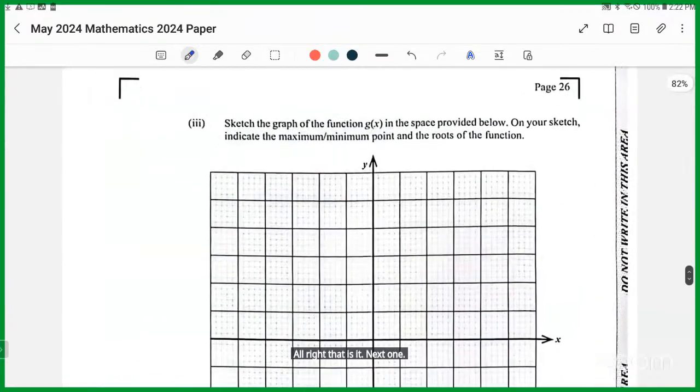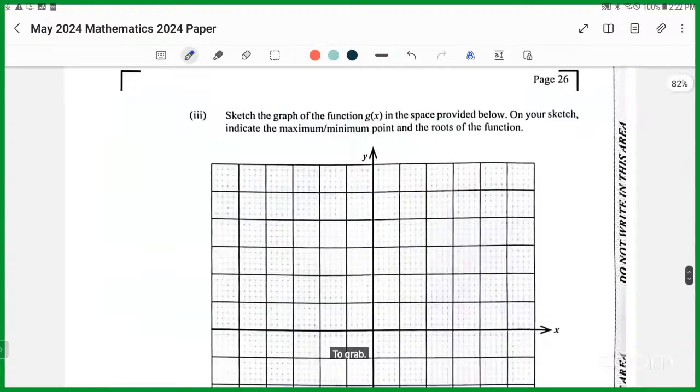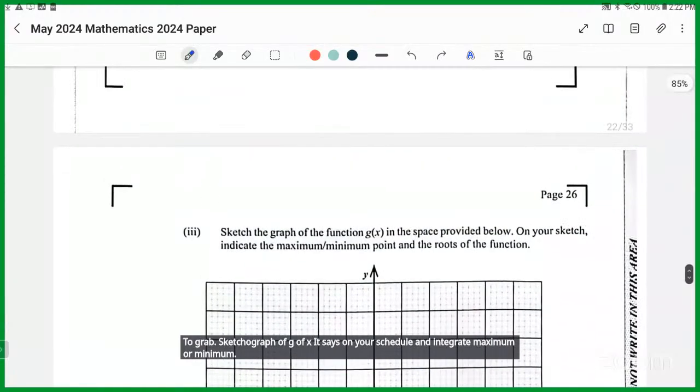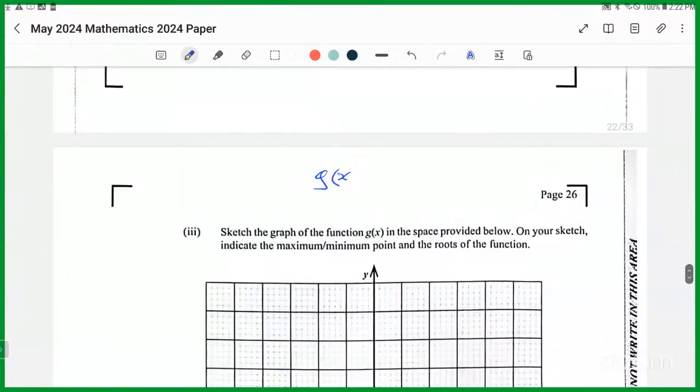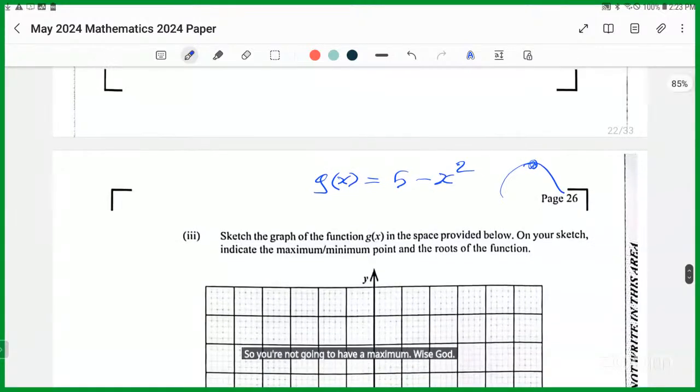This question says we have to sketch a graph of g of x. In the space provided below, on your sketch you have to indicate the maximum or minimum. Remember, g of x is what again? 5 minus x squared, right? So you know it's going to have a maximum. And I want us also to show the roots. The roots are the points where the graph intersects the x-axis, right?